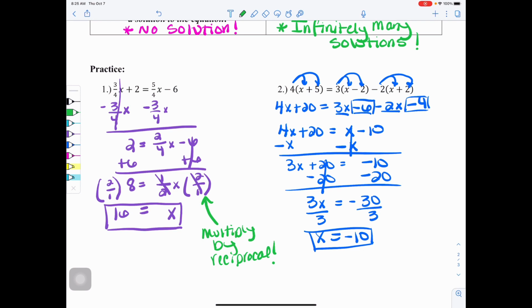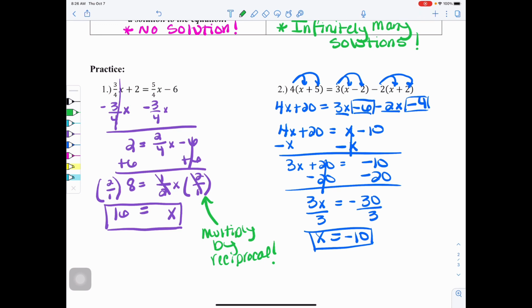For number 2, starting with distributive property, I had to use distributive property in 3 separate places, so I did that first. Then looking for like terms on the left-hand side, I did not have any. On the right-hand side, 3x and -2x are like terms, -6 and -4 are like terms. So when I combine those, I get x minus 10, and on the other side, I still have my 4x plus 20. Now we have variables on both sides, so I need to get rid of one of the variables by, again, doing an inverse operation. I decided to get rid of x by subtracting x from both sides.